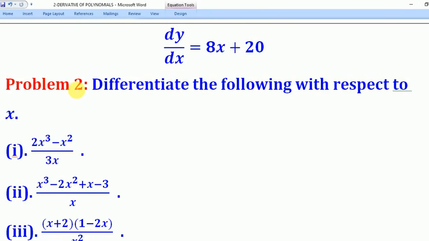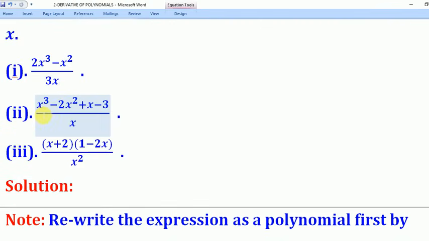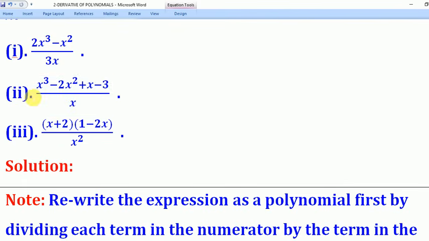Now we shall go to problem 2. They want us to differentiate the following with respect to x. (i) (2x cubed minus x squared) divided by 3x. (ii) (x cubed minus 2x squared plus x minus 3) divided by x. (iii) (x plus 2) multiplied by (1 minus 2x), everything divided by x squared.